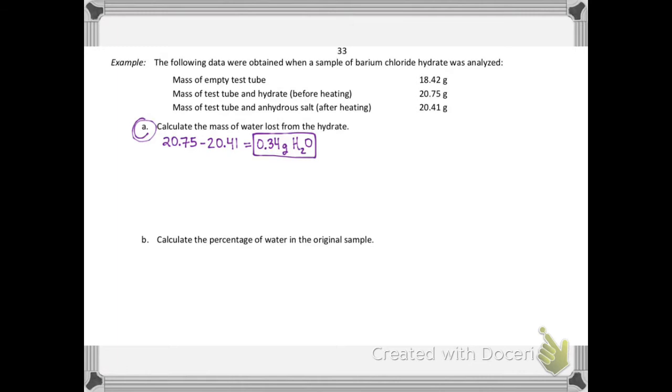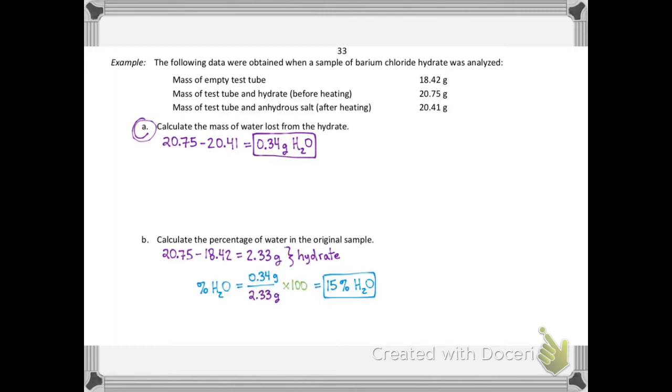Well, to do that, I have to know the mass of water lost, which I have, but I also need to know the mass of the hydrate itself. So I have to go ahead and subtract the mass of the test tube from the mass of the hydrate. Once I have that mass, it's easy enough to throw the data into the percent calculation to find the percentage of water. So this hydrate has a relatively small percent water, just 15%.